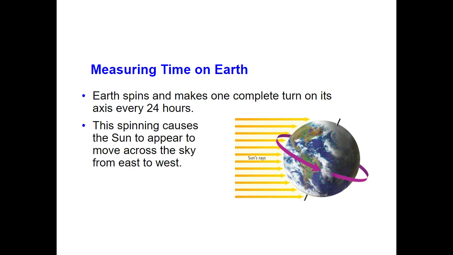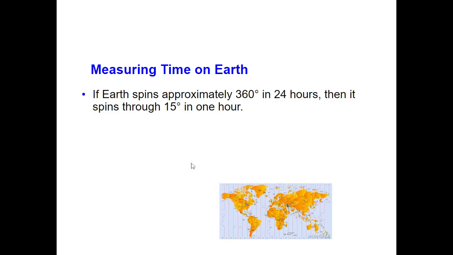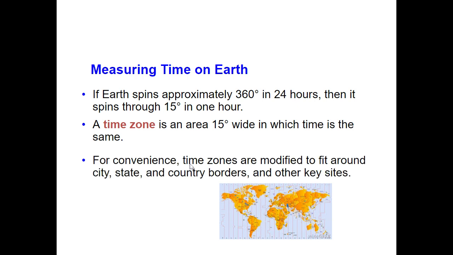So as the Earth spins, it takes around 24 hours each day. This spinning causes the sun to appear to move across the sky from east to west. Even though the sun is not moving, the Earth is spinning, giving us the assumption of the sun moving. If the Earth spins 360 degrees in 24 hours, then it spins about 15 degrees in 1 hour.